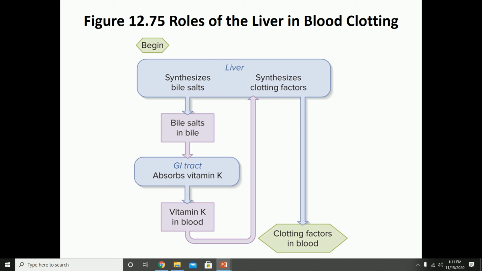So in cases of liver failure, the patients have bleeding tendencies, and that is because they are no longer making bile, they are no longer absorbing vitamin K, which means that their liver cells can no longer make these clotting factors that we need.